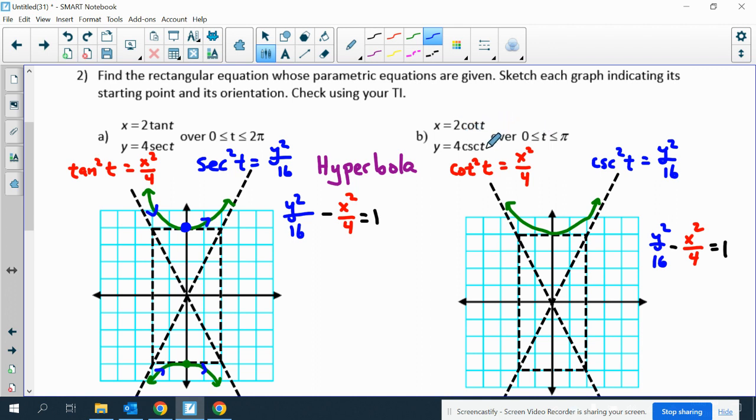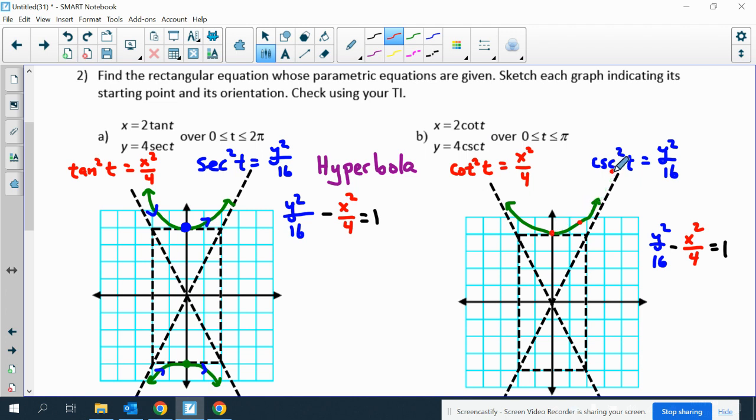So if I plug in pi fourths, cotangent ends up being 1. So I'm at x equals 2. And cosecant ends up being a positive number. It's root 2. I'm sorry, I said root 2 over 2 over here, but it's just root 2. So what I end up with is 2, 4 root 2. So I'm at this spot, and then when I substitute in pi halves, I end up at 0, 4.